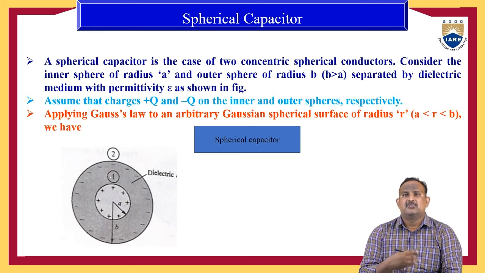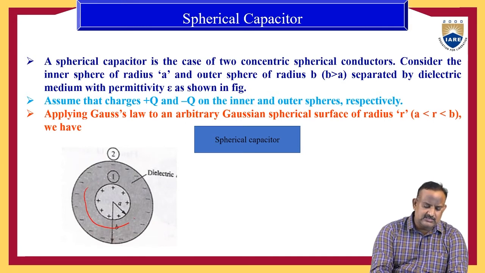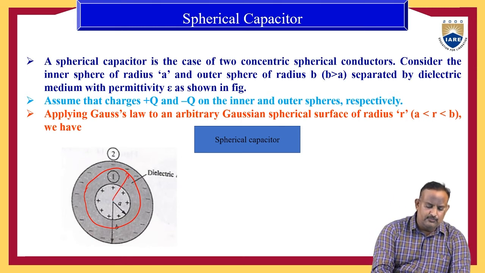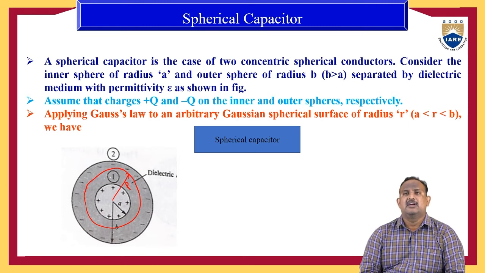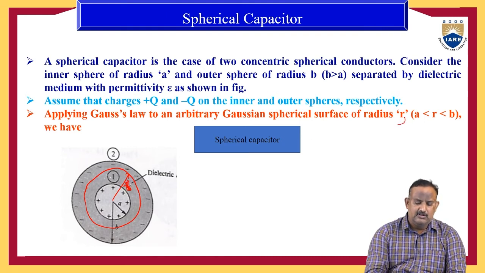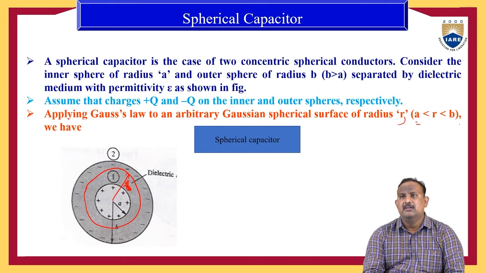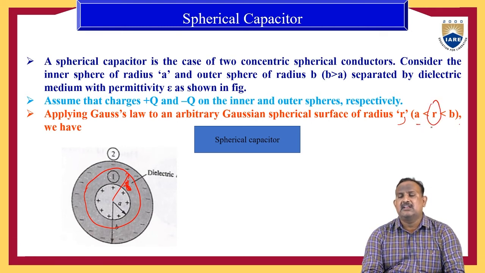We need to apply Gauss law to find the potential. To apply Gauss law, construct a Gaussian surface with radius r. Apply Gauss law to an arbitrary Gaussian spherical surface of radius r. The radius r of the Gaussian surface is between A and B, that is, between the radius of the inner conductor and the outer conductor.